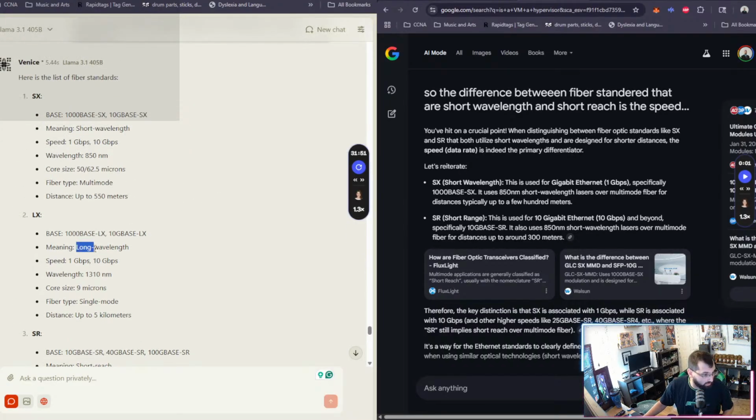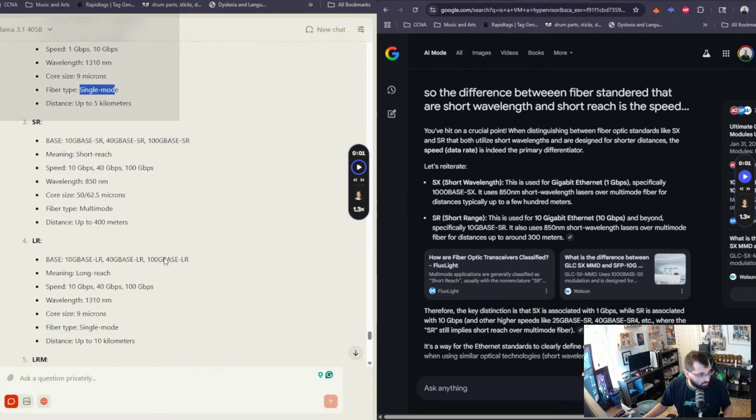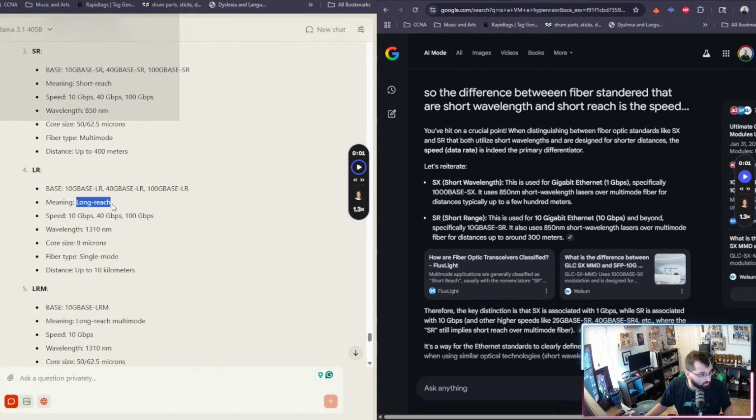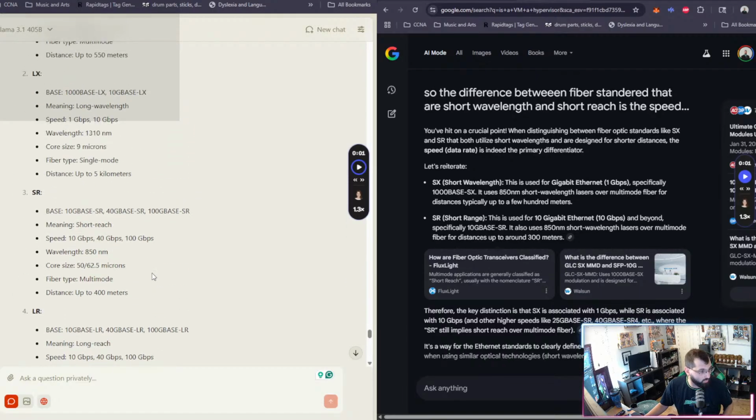But now this makes sense because it has the word long in it. And since it's long and it's 9 microns, it's single mode. So it's in a completely different category than the two that we're talking about. Got it. So LR is long range, single mode, and is the difference between... Why didn't they group them? They should have grouped them.